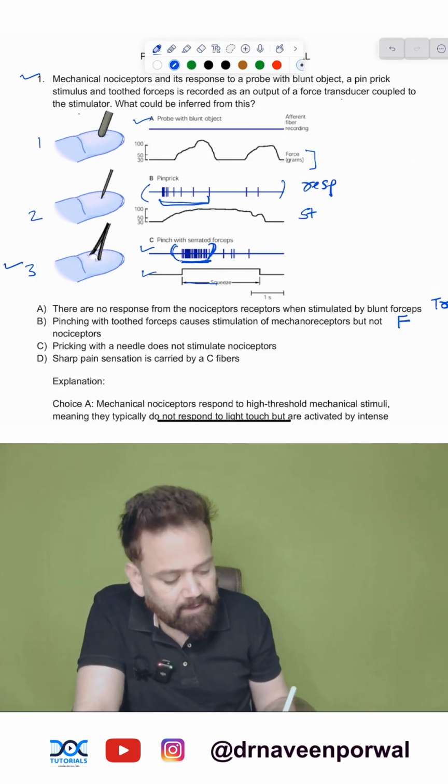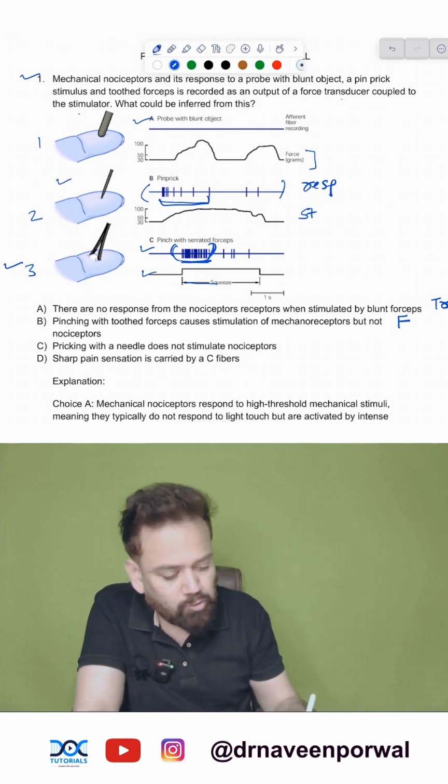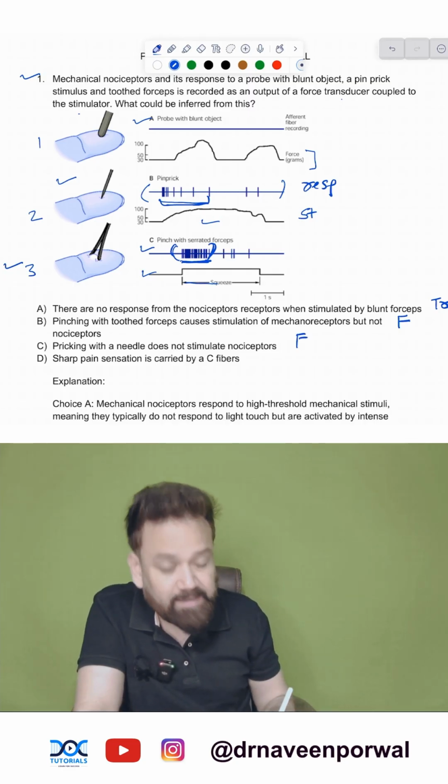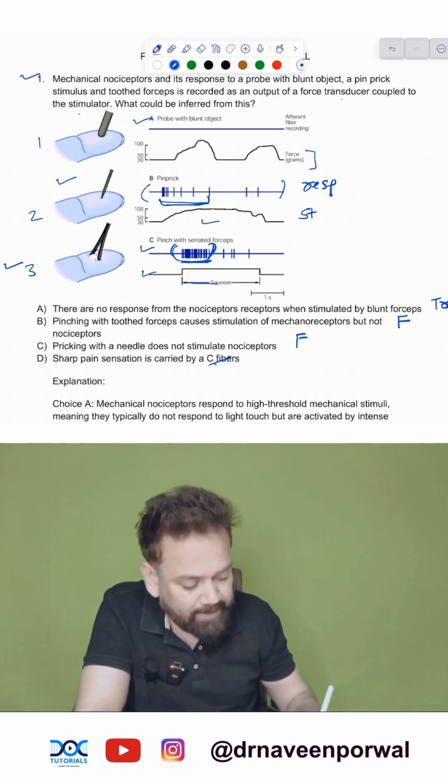Pricking with a needle does not stimulate nociceptor. Pricking with a needle also stimulates nociceptor as well as mechanical both. So this is also false. Sharp pain sensation is carried by C fiber. No, sharp pain is carried by A delta.